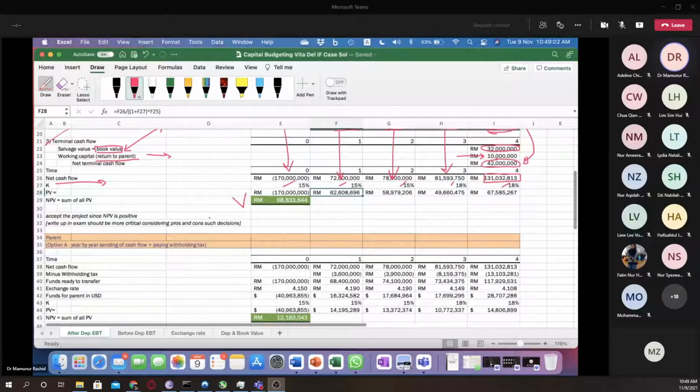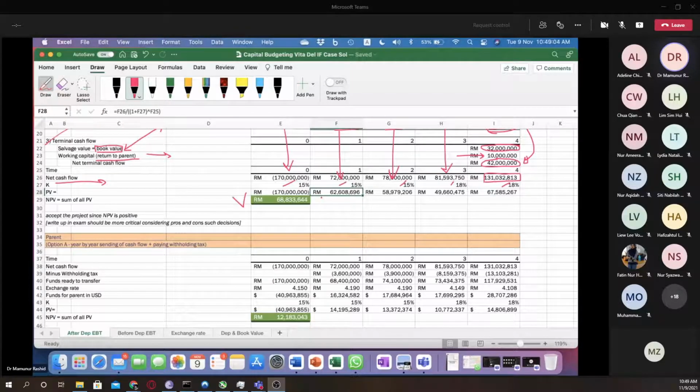Now, the rule of thumb is based on this is the subsidiary operation. Based on the subsidiary operation, accept the project because NPV is positive. So if the NPV is positive, we will accept the project. So this NPV is 68 million positive. We will accept the project. So subsidiary operation is accepted.